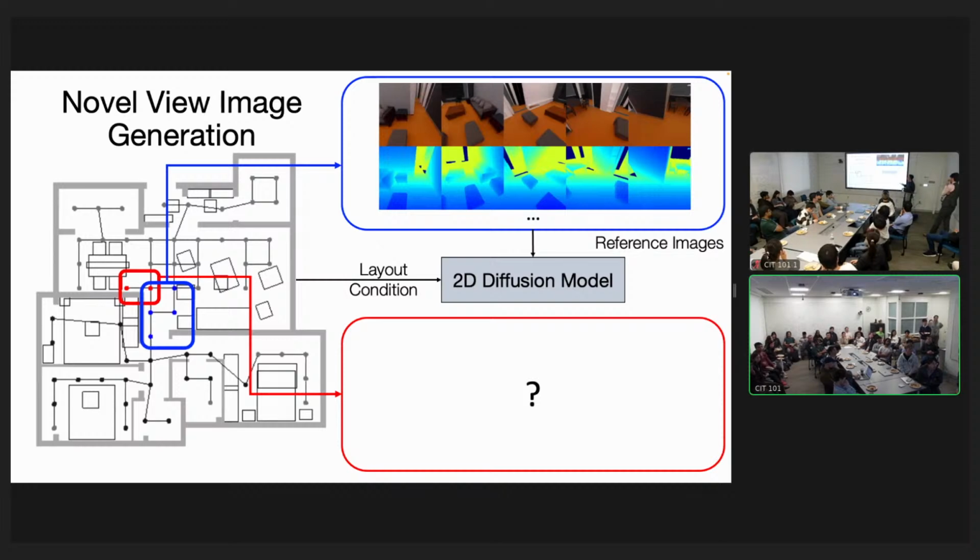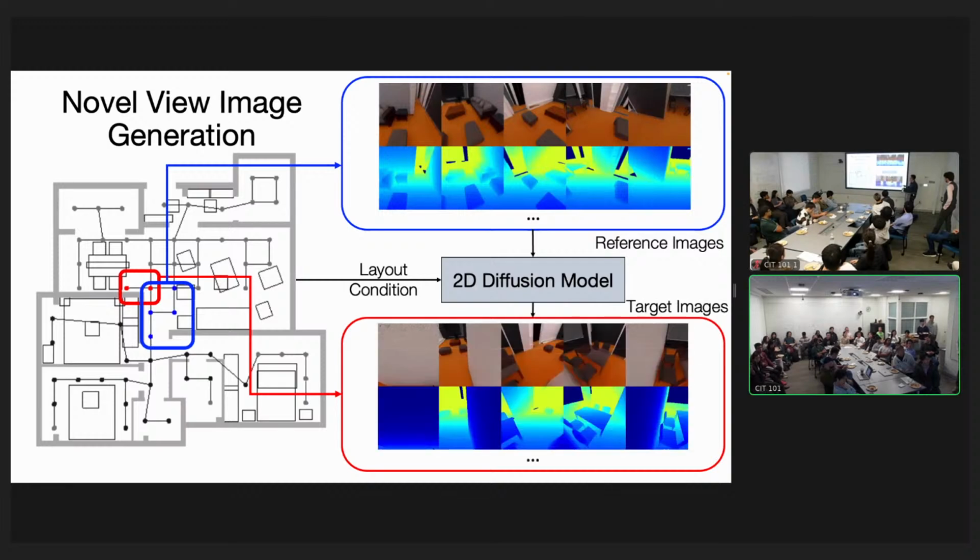So we basically take these two types of information, reference images from the neighboring nodes and also the layout of this local view. Technically speaking, we use them as conditioning signals for this 2D diffusion model, and then we generate the target RGBD images. So this is what happens at each batch or step.